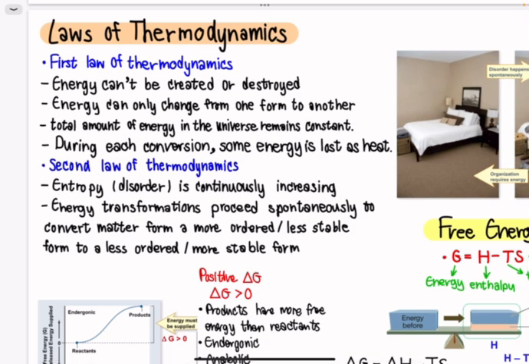Second law of thermodynamics. Entropy is continuously increasing. Energy transformation proceeds spontaneously to convert matter from a more ordered, less stable form to a less ordered, more stable form.